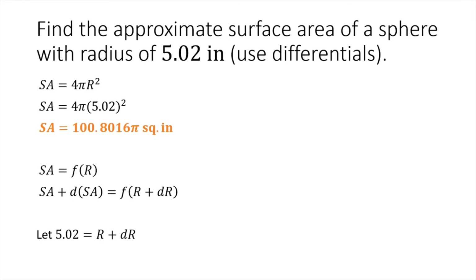Okay. First, let the given radius 5.02 be equal to r plus dr. So similar to what we did in the previous problem, we have to identify a value for r, a whole number that is nearest 5.02, and that is 5. Okay, so r is 5, and to get 5.02, dr should be 0.02, or that's 1 over 50. Okay.